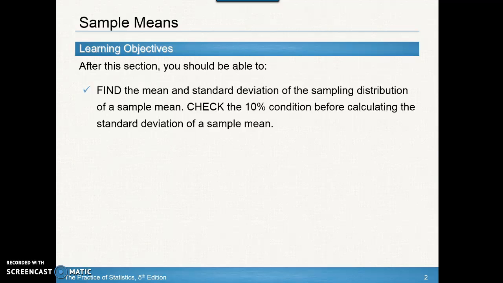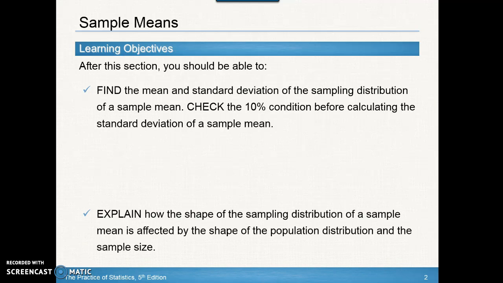So what we're going to do is the same thing we did in the last section: find the mean and standard deviation of a sampling distribution of a sample mean. So all of our statistics in this case are going to be means instead of proportions. Now notice how it says check the 10% condition before calculating the standard deviation. That 10% condition is telling us that the population has to be 10 times the sample size in order for each of our trials to be independent so that we can use the standard deviation.